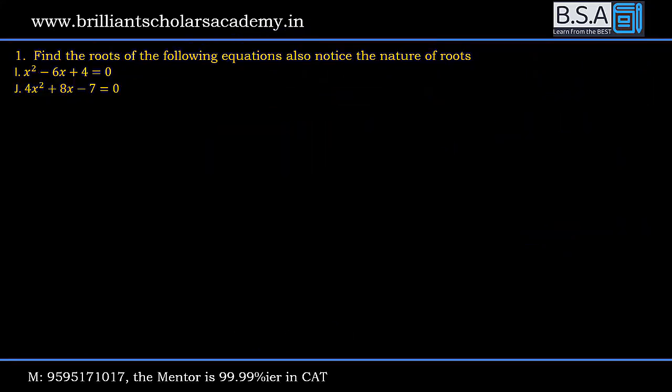So again, find the roots and notice the nature. Let me do this for you. Always start with delta. Delta बीच वाले टर्म का स्क्वायर minus 6 का स्क्वायर minus 4 into 4. That is 36 minus 16. That is 20. तो delta is positive. So roots are real and distinct.